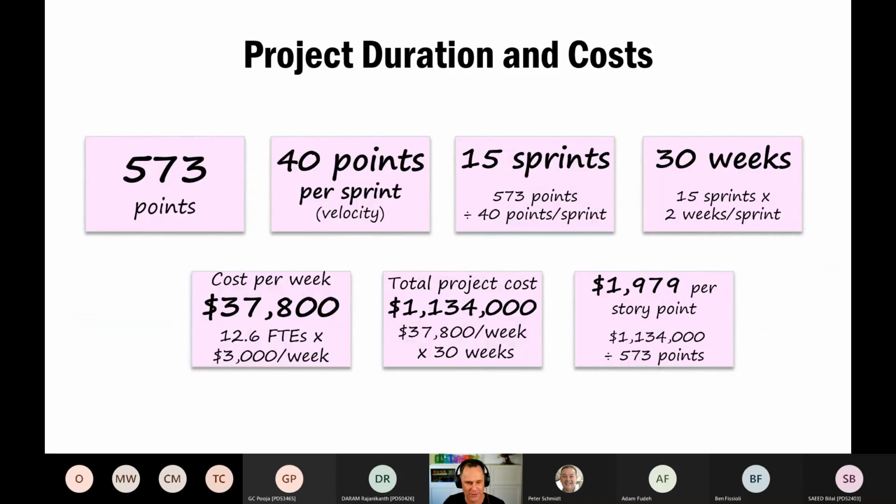Hopefully you're following the math so far. So what does that look like from a project duration and costs perspective? We have estimated the project backlog to have 573 story points.